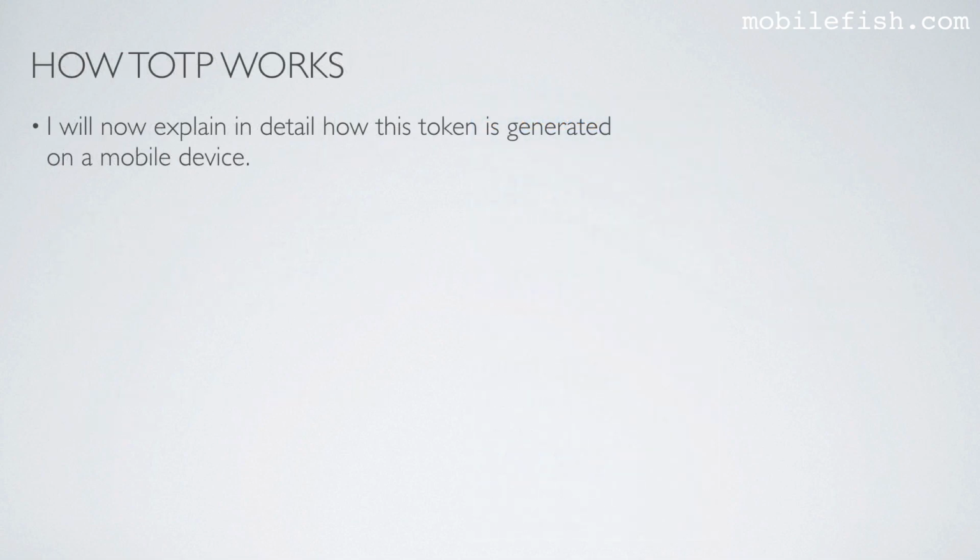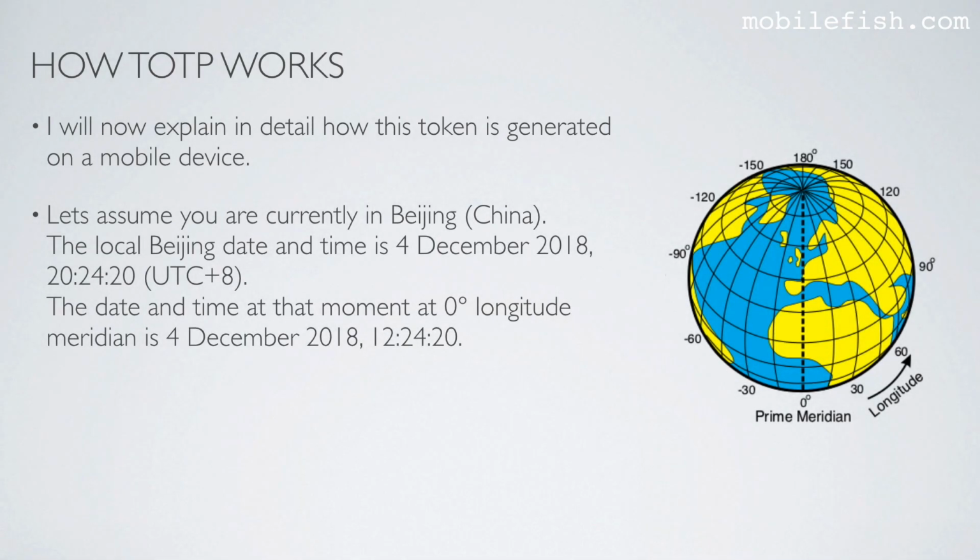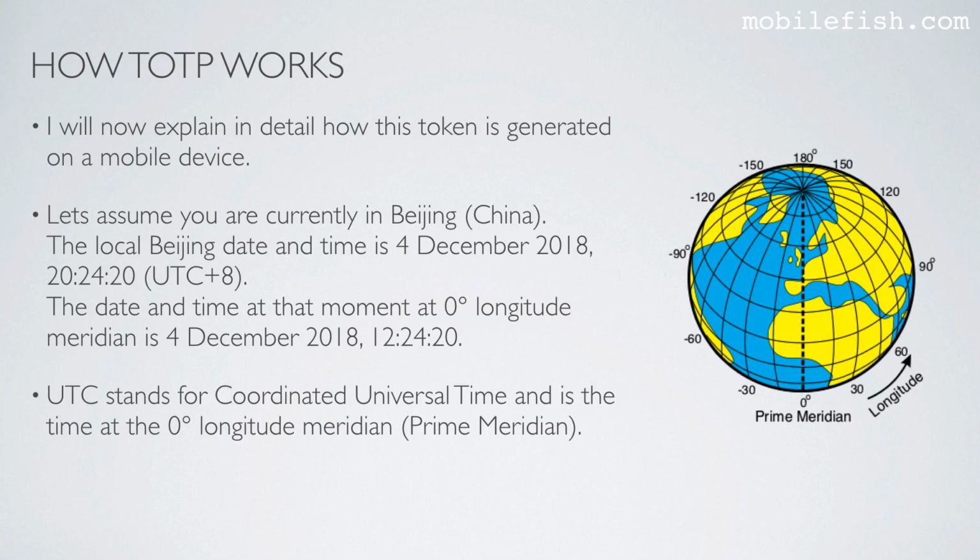I will now explain in detail how this token is generated on a mobile device. Let's assume you are currently in Beijing, China. The local Beijing date and time is 4 December 2018, 20 hours, 24 minutes and 20 seconds, UTC+8. The date and time at that moment at the 0 degrees longitude meridian, that is this line, is 4 December 2018, 12 hours, 24 minutes and 20 seconds. UTC stands for Coordinated Universal Time and is a time at the 0 degrees longitude meridian, also known as prime meridian, as you can see over here.